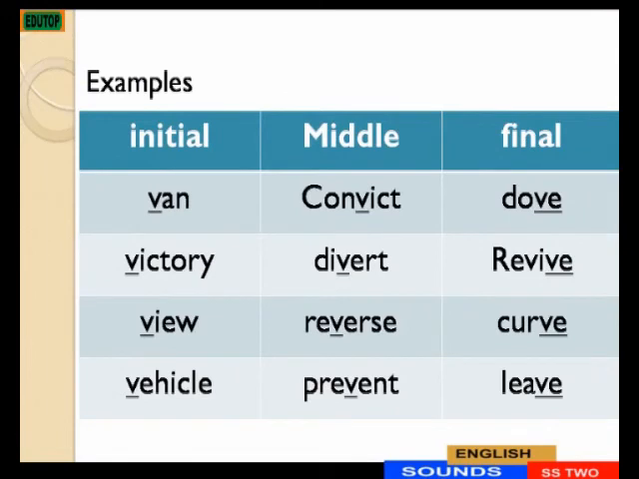Examples. At the initial stage, we have van, victory, view, vehicle. At the middle position, we can have something like convict, divert, reverse, prevent. And at the final position, we can have dove, revive, curb, leave, and so on.